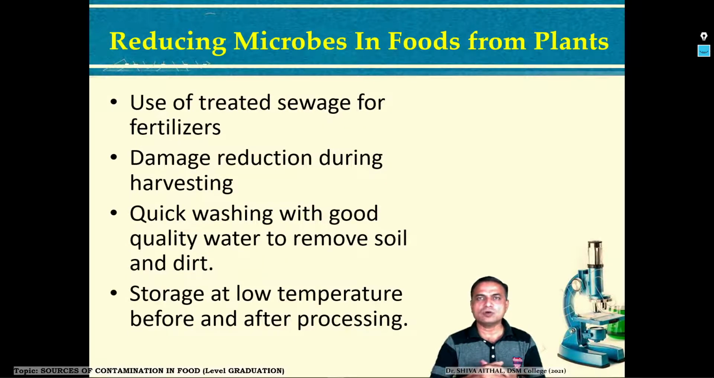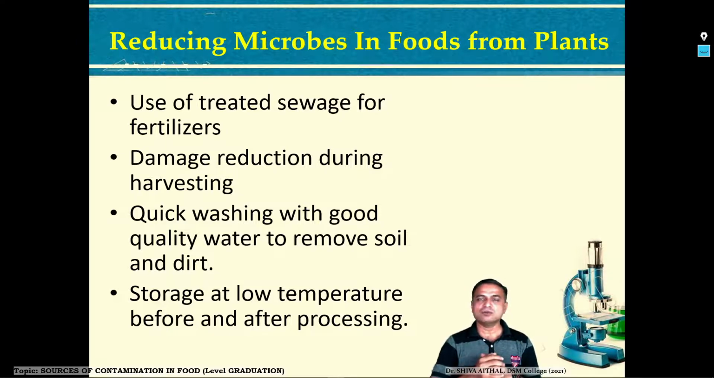How do we reduce the microorganisms in plants? Fruits and vegetables are major sources of food, just like animal meat, chicken, poultry, eggs and milk. Reducing the microorganisms in foods from plants involves use of treated sewage for fertilizers. Clean water is a rare commodity. If the wells are dried off and the canals are not providing water, most of the time sewage waters are diverted into agriculture. But if it is treated sewage, then there will be no harm.